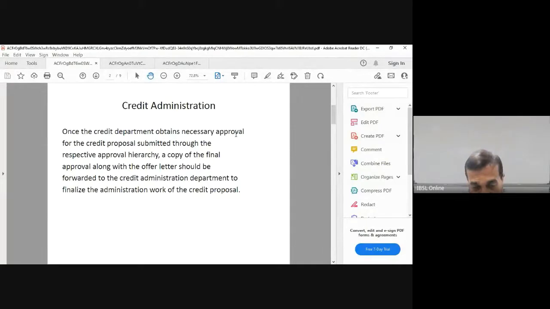Immediately after the approval, what you need to do is to propose the credit offer to the customer. In some banks it is called a condition letter. Most of the banks say it is an offer letter. So once the offer letter is issued, the customer has a choice to accept or reject it. Sometimes they decline it and say that I don't agree with some of the conditions.